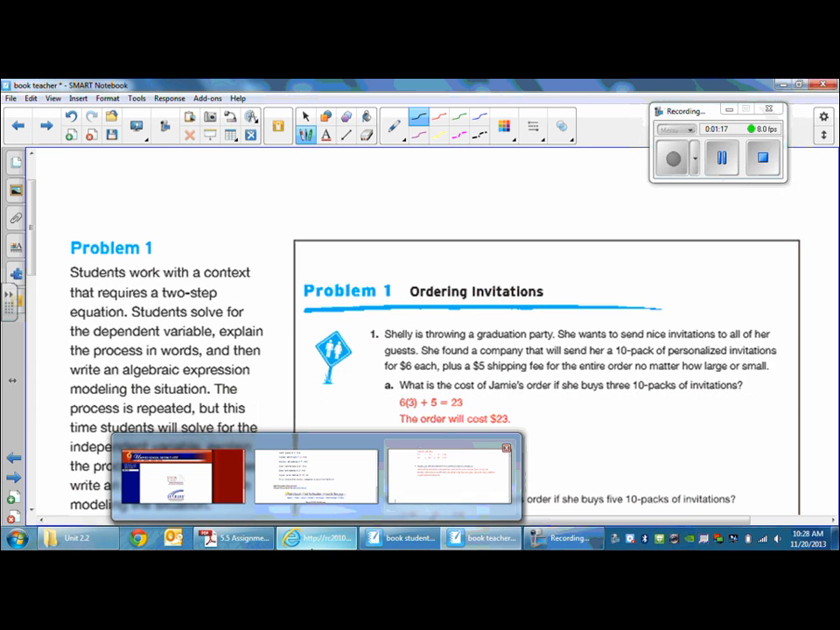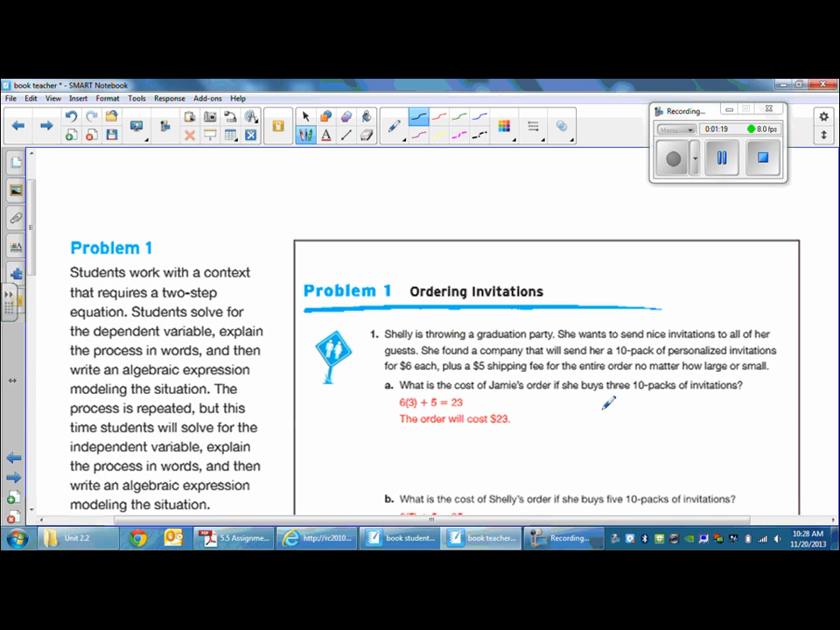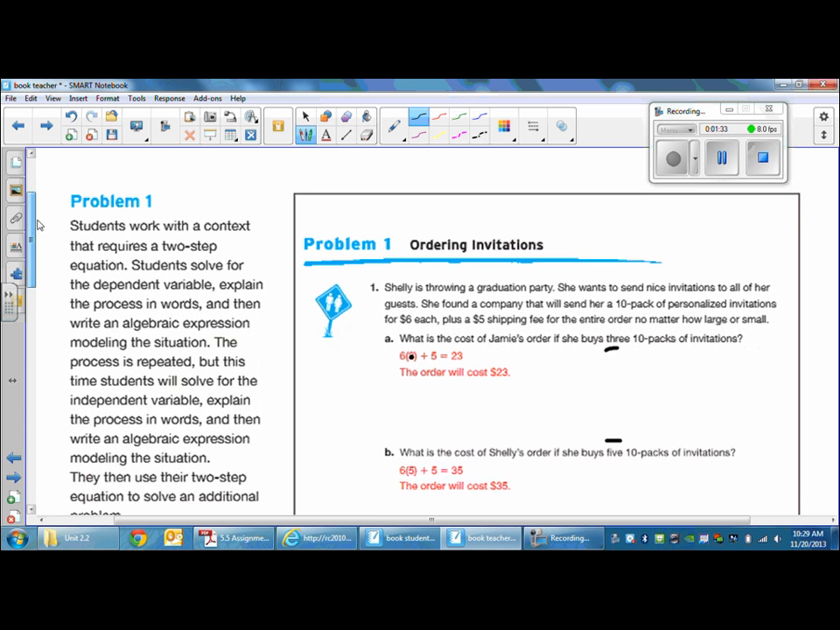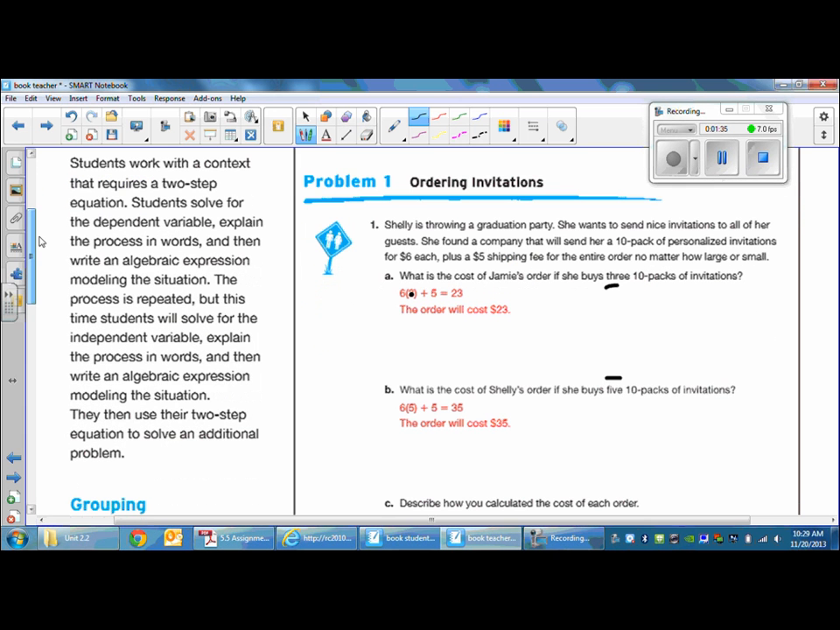What is the cost if she buys 5 10-packs? So she did 3 the last time, now she's going to do 5. So where we plugged in a 3, we'll now plug in a 5. Do that now, press play when you're ready. Alright, so what we should have got is $35.